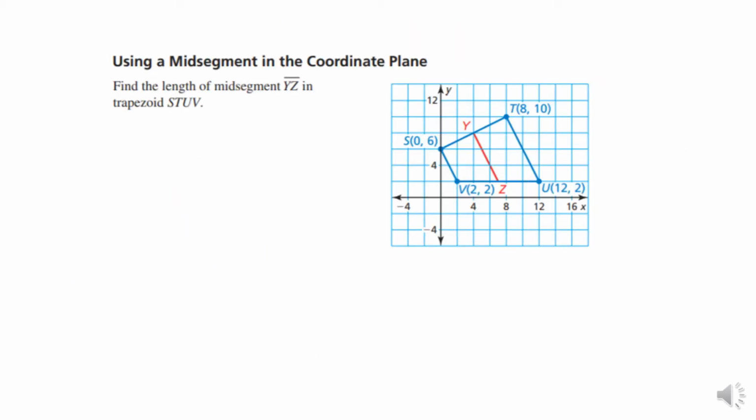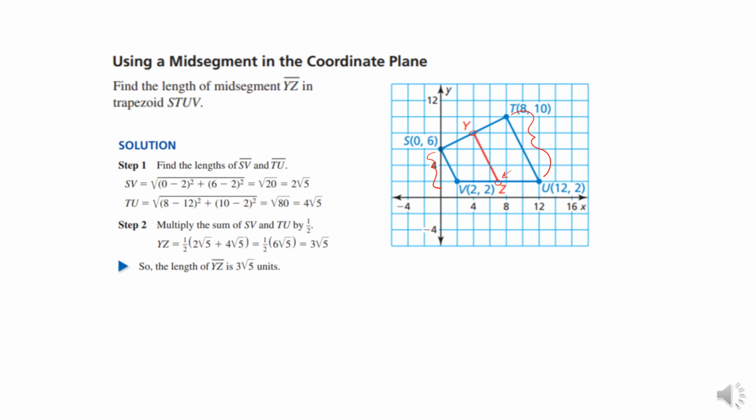Okay, so using a midsegment in the coordinate plane. They want you to find the length of the midsegment YZ in the trapezoid. I could just go ahead and find the midpoint of each line and do the distance formula, but I look here and I go, that is not going to be an easy point to use. So what they did was they found the length of SV and they found the length of TU, and then they plugged them into the formula and got the distance of YZ, which is 3 square root of 5.